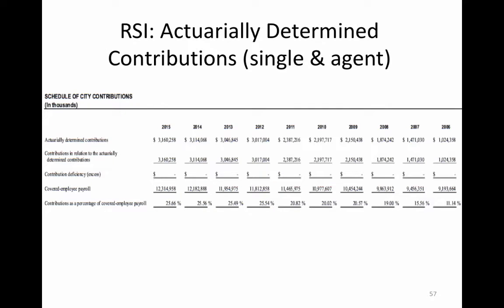In addition, each government is going to present a schedule related to its contributions. And I mentioned this earlier, for governments that have actuarially determined contributions, which is going to be mostly governments in single and agent plans, for the past 10 years they will show what their actuarially determined contributions were, how much they actually contributed, the difference, if any, between those two, their covered employee payroll, so the same number as the previous schedule, and then a percentage of their actual contribution divided by covered payroll right here.